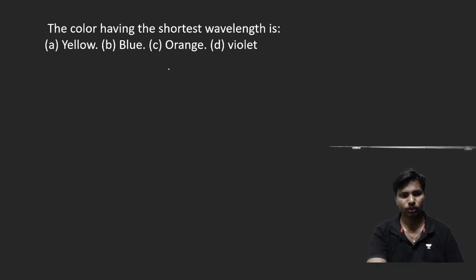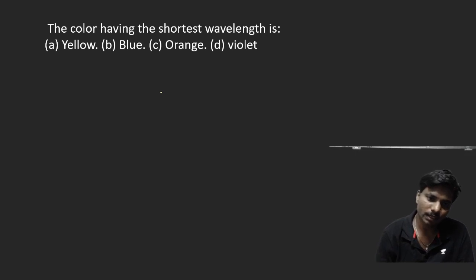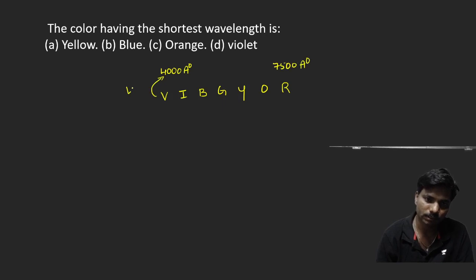Coming to the next question, guys. The color which has the shortest wavelength. Just now I gave all the VIBGYOR colors: violet, indigo, blue, green, yellow, orange, red. The visible light spectrum is 4000 angstrom to 7500 angstrom unit. Violet has the lowest or shortest wavelength, red has the highest.